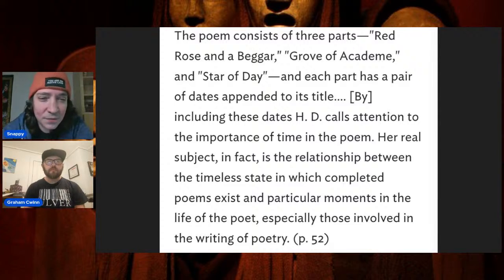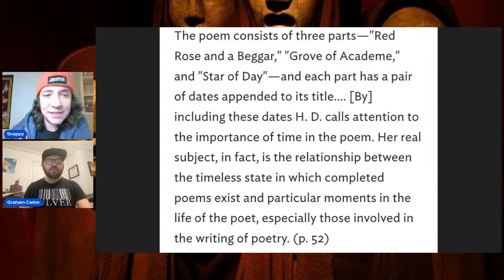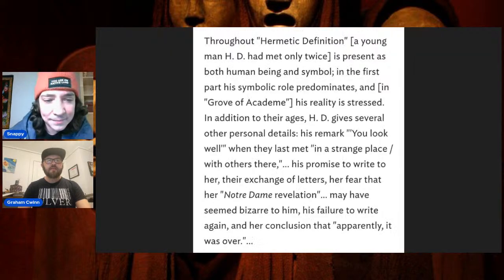The poem consists of 3 parts: Red Rose and a Beggar, Grove of Academy, and Star of Day. And each part has a pair of dates appended to its title. By including these dates, HD calls attention to the importance of time in the poem. Her real subject, in fact, is the relationship between the timeless state in which completed poems exist and particular moments in the life of the poet, especially those involved in the writing of poetry. This is going to make sense in a second, but it's really this idea of giving birth to something, and something living, immortalized in art, right?